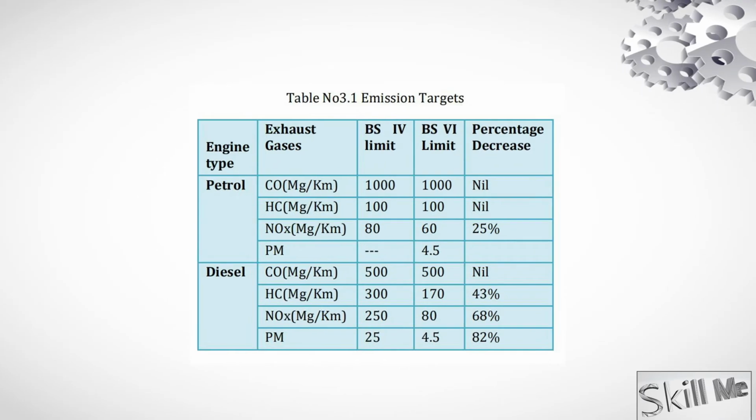Now we have talked about the targets. In case of petrol engine, the percentage decrease in NOx gases is 25%. In case of diesel engines, there is a 43% decrease in hydrocarbons, 68% decrease in NOx gases, and 82% decrease in particulate matter.